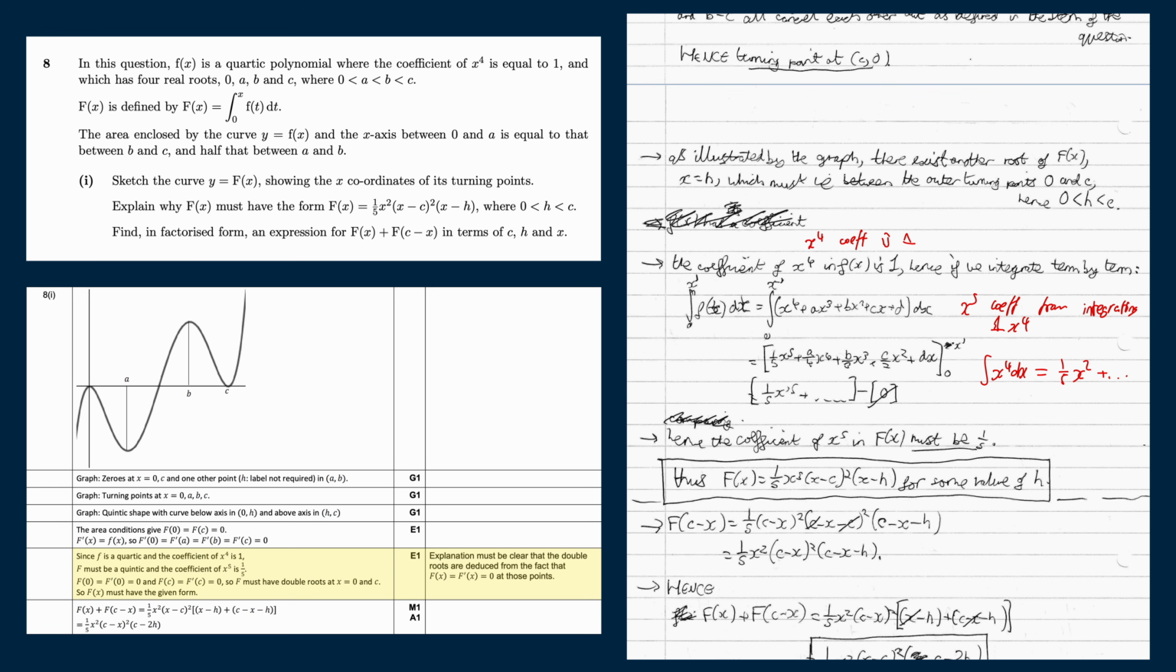Now, we also, as part of the logic here, need to justify why it is that there are double roots at x equals 0 and x equals c. So in particular, in the form we're trying to justify, although the factor theorem tells us there should be a factor of x and a factor of x minus c, the fact that they are also turning points means they're double roots. We're touching and not cutting the x-axis, and the fact that they are touching points and therefore double roots is what justifies them having a second power.